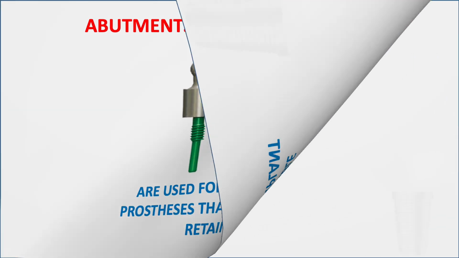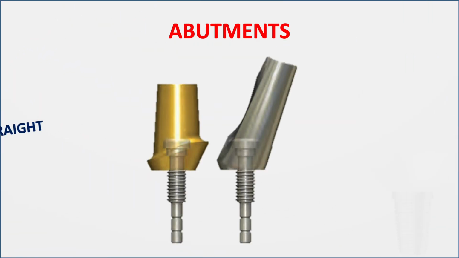Okay, abutments can be straight or angulated. As you can see in the figure, angulated abutments are used in case of angle correction. If the implant is malpositioned, to correct the position of the implant, we'll choose an angulated abutment instead of a straight one.